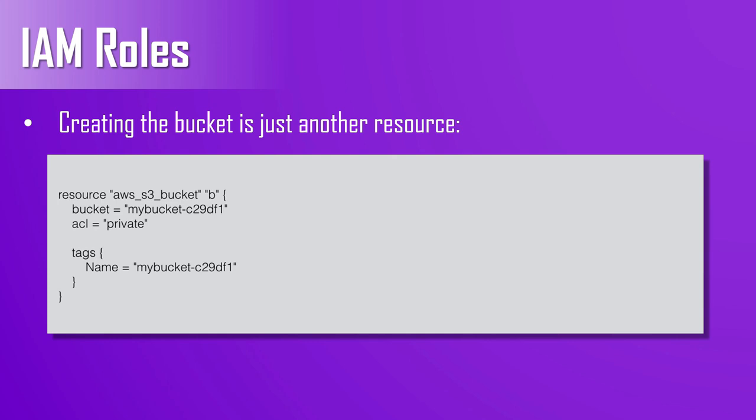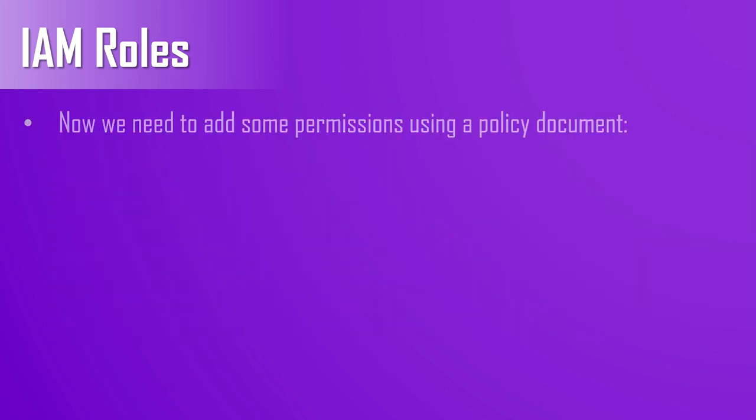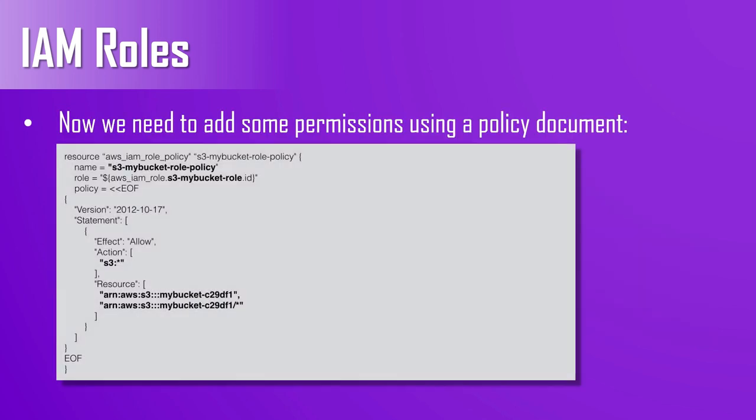Then, the most important part is to add permissions to this role. So that's what we are going to do now. We need to add some permissions using a policy document. So here you can see, we have a resource, aws_iam_role_policy, with a name. Here we refer to the role. And then we have the policy. This policy will determine the access of this role.